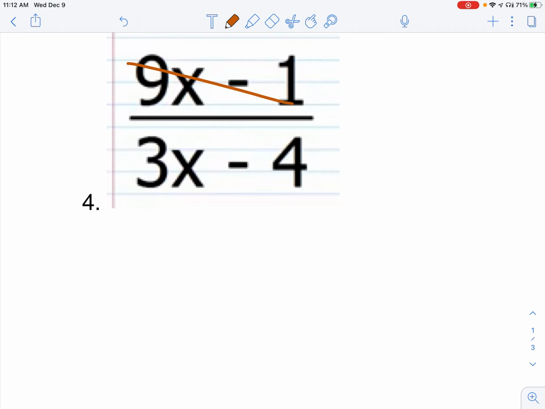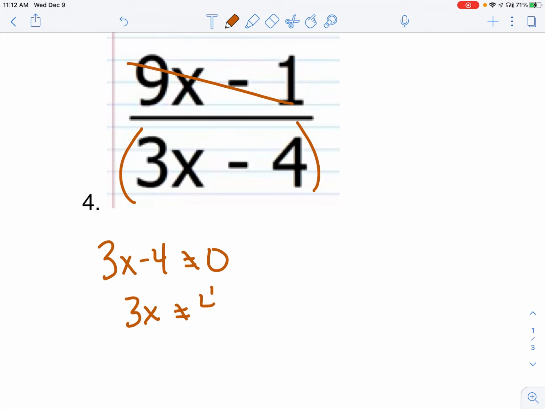So this does not factor. There's no GCF, and it does not turn into a double parentheses. So I'm just going to say that 3x minus 4 is not allowed to be 0. Add 4. 3x is not allowed to be 4. Divide by 3. X is not allowed to be 4/3 in this particular problem. So that's your restricted value.